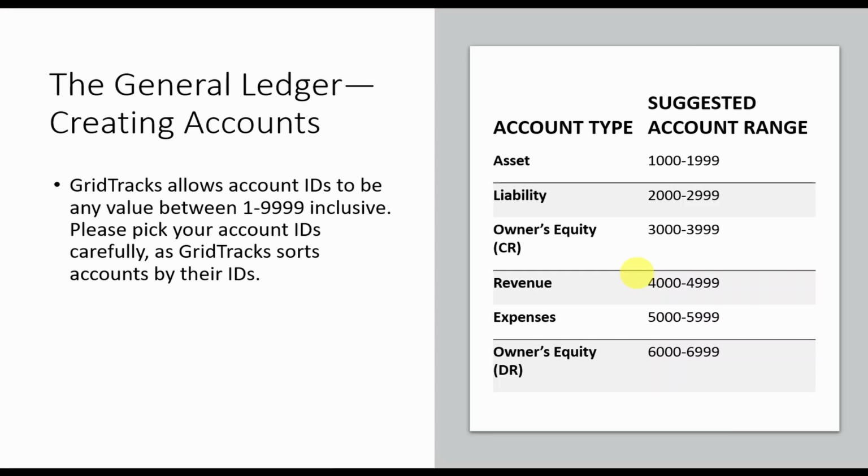But assets typically should be from 1,000 to 1,999, liabilities from 2,000 to 2,999, owner's equity CR or net equity from 3,000 to 3,999, revenues from 4,000 to 4,999, expenses from 5,000 to 5,999, and of course, owner's equity DR or drawings and dividends from 6,000 to 6,999.